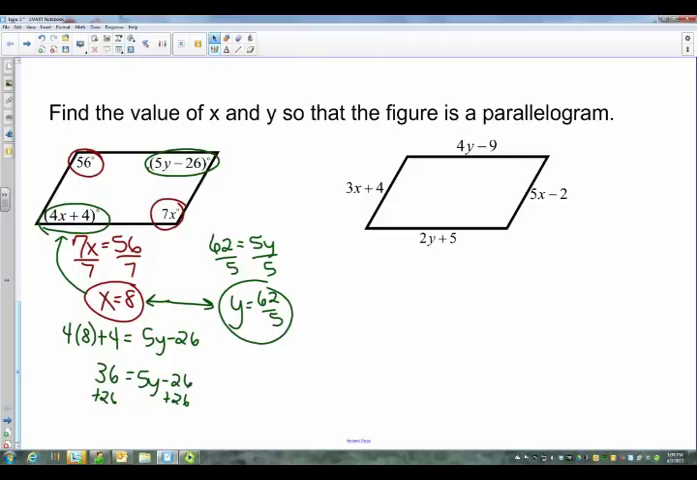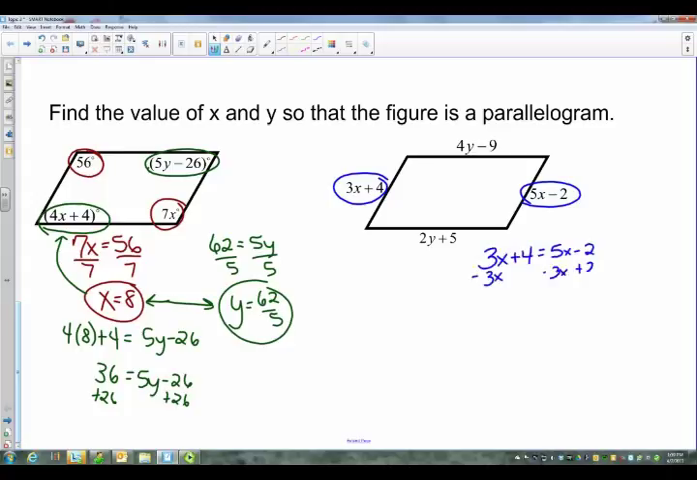For this second one, you're going to take these and prove that it is a parallelogram. So I set those two equal. You've got 3x plus 4 equals 5x minus 2, and solve it out. Minus 3x, minus 3x. I'm going to add 2, so those cancel. I've got 6 equals 2x. That means that x equals 3.